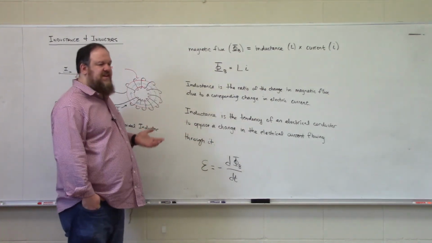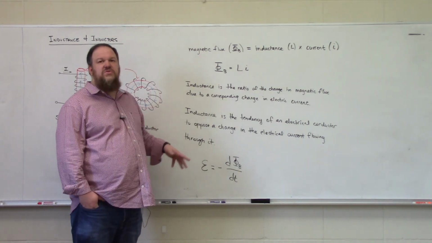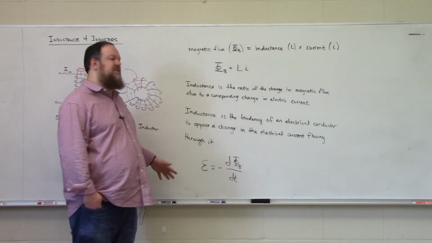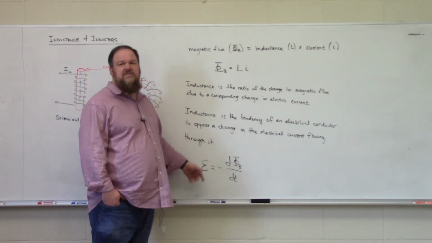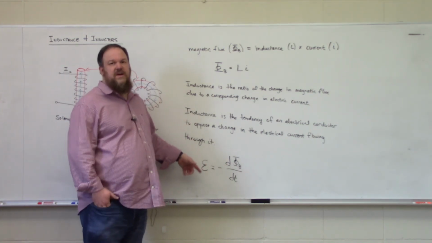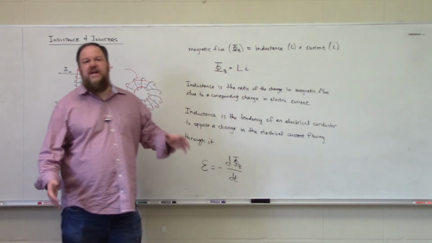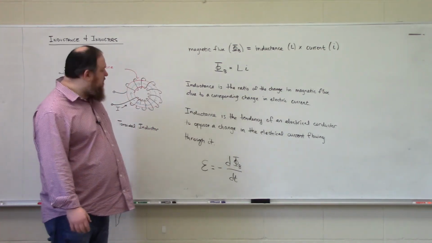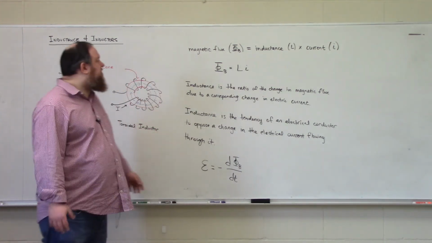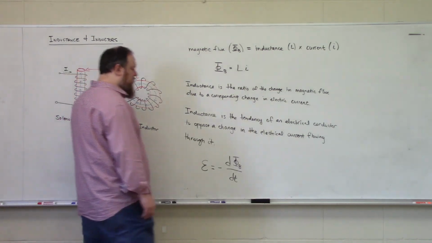Lenz's law simply states that nature abhors a change in flux, so the voltage that's induced is trying to keep that flux constant. So if the flux is increasing, the voltage will be negative to try to cause the flux to go back down. If the flux is decreasing, the voltage will be positive to try to increase the flux back up to its original value. We're going to use Faraday's law to develop our current voltage relationships for our inductor, but we'll get to that in just a moment.